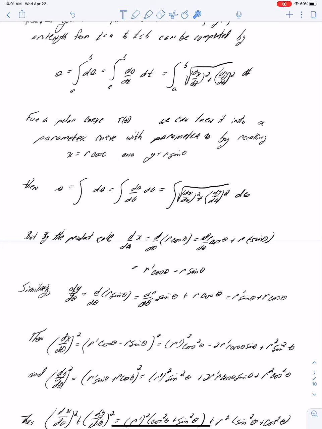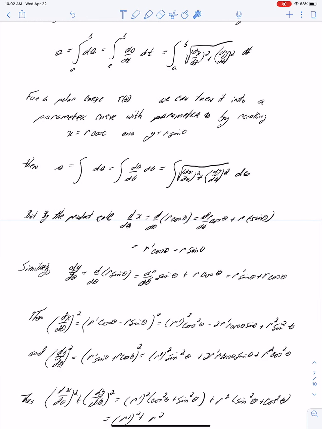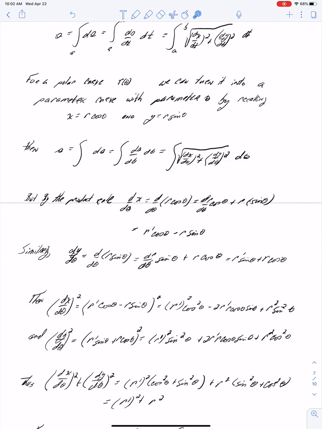All right, so what does my formula say? The arc length is the integral of ds, which is ds/d theta d theta, where ds/d theta is the square root of (dx/d theta) squared plus (dy/d theta) squared. Now, I could do that for any particular curve, but I'm going to do it in general. So dx/d theta, remember x is r cosine theta. Both of those are functions of theta, so I'm going to use the product rule.